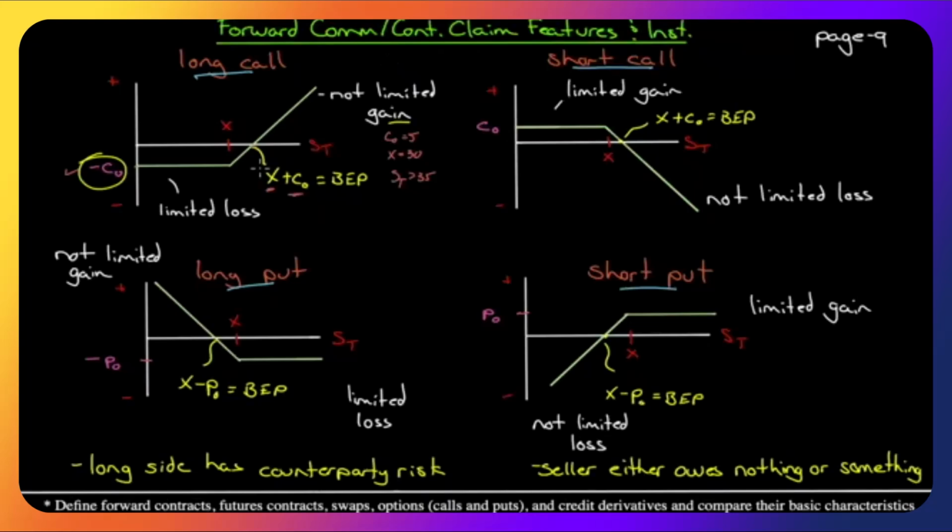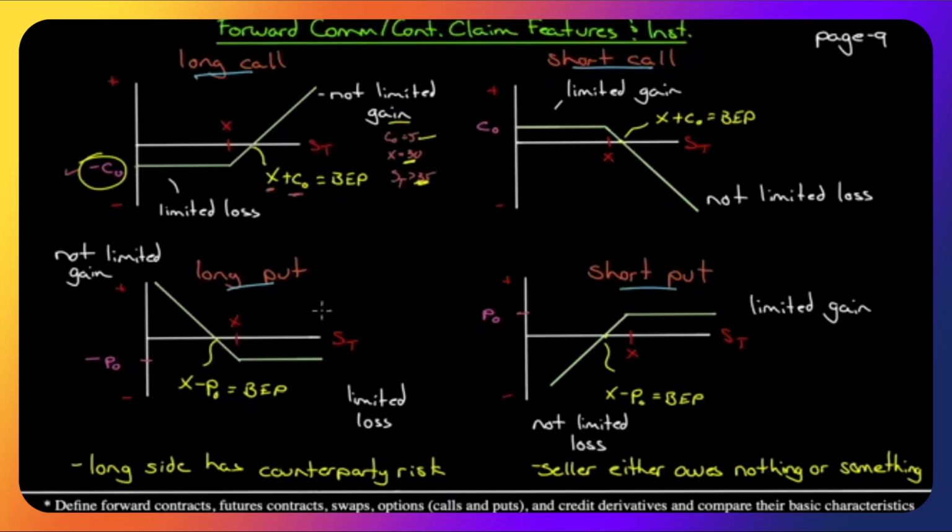The trade-off is that I don't break even at 30. I can buy the stock at 30, and when it goes to 31, I make the $1. But if I buy an option with a strike at 30, it must get to 35. That's if I paid $5, of course. It must get to 35 before I start making money.